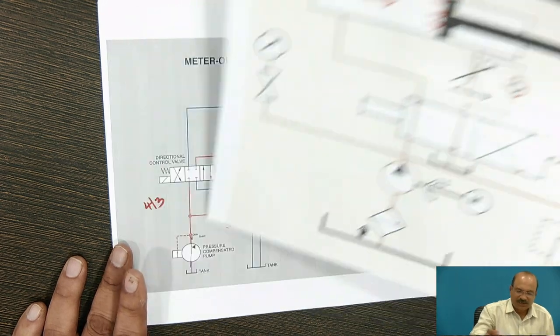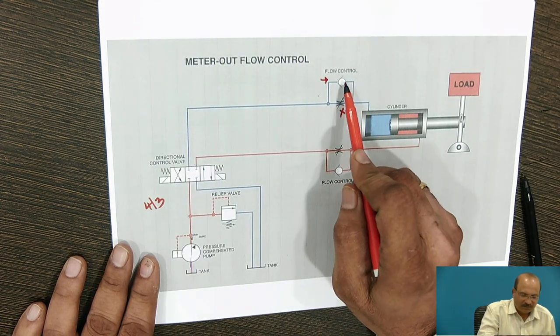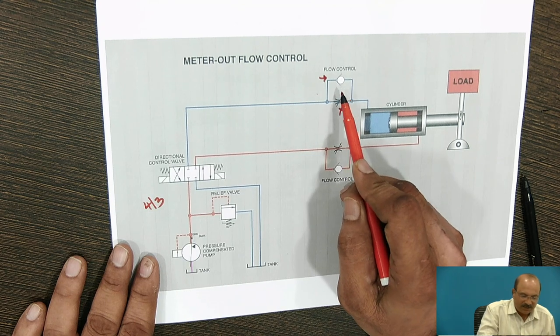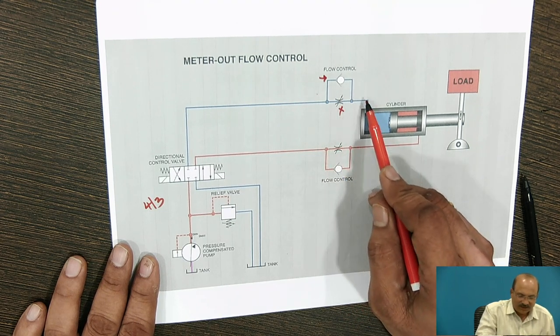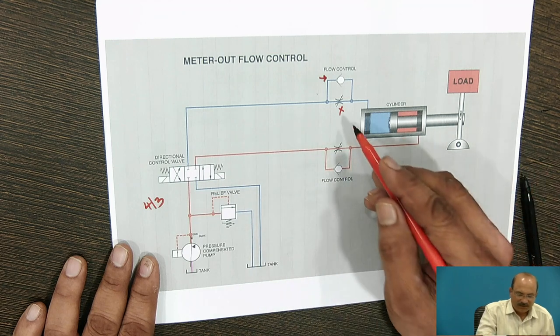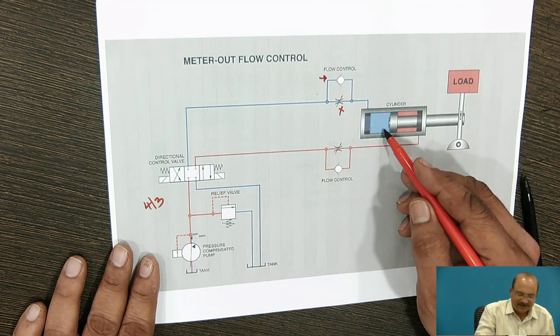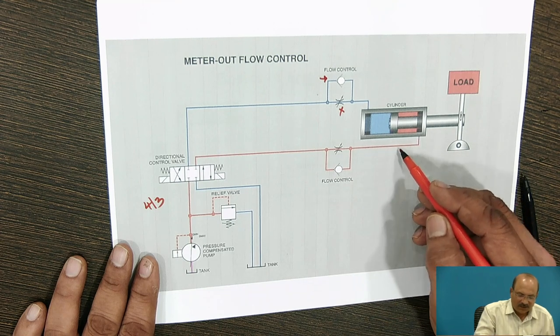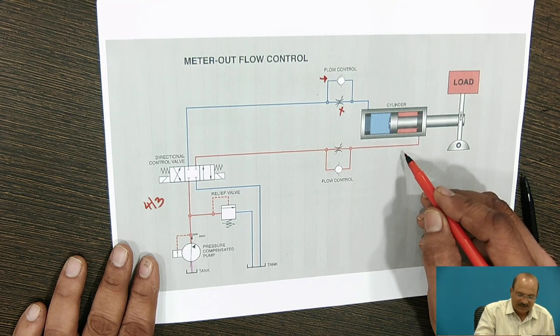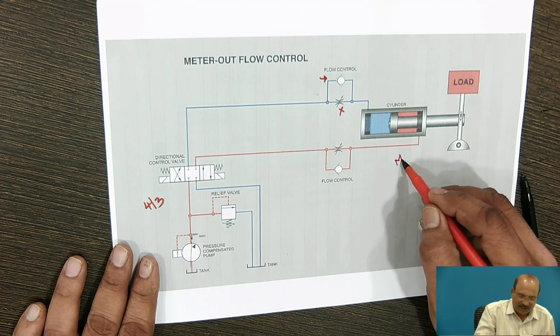The same thing is shown here with the one control. This is a flow controller. Through this way, the oil flows and then comes to this side. Because we have not controlled the inlet, the inlet is given directly. And whenever it pushes the backside, this oil is coming out. This is going to be restricted now. This is important for the meter out circuit.